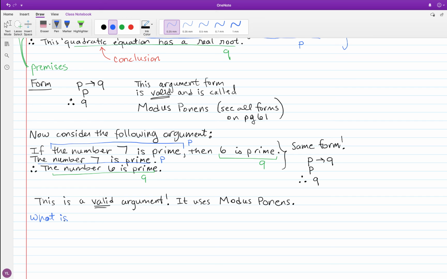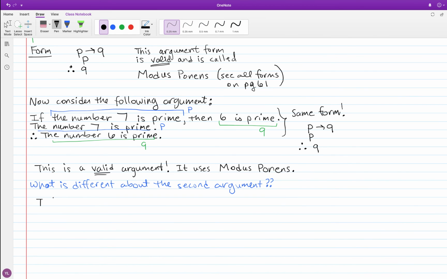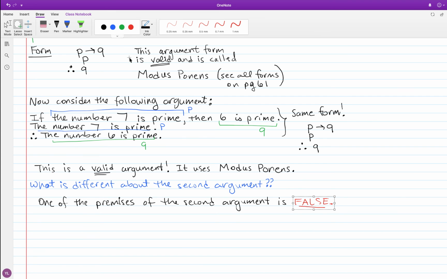But the problem is that the first premise is a false statement, and that makes the whole argument break down. Take a look at the first premise: if the number 7 is prime, then 6 is prime. It's a conditional statement. The P part of it is true, and the Q part of it is false. When a conditional has those two truth values in the P and Q, we know it registers as false. So we start with a false premise, and then we add another true premise, and from those two premises we conclude, using modus ponens, a false conclusion.